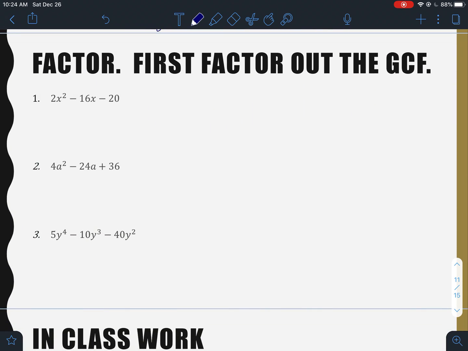All right. What if you look at the three terms and you notice that you can factor out the greatest common factor like we were doing last class? So we have 2x squared minus 16x minus 20. All three of those terms have a 2 in common, so we can factor out the greatest common factor of 2 first. And if you factored that out, then you would be left with x squared minus 8x and then minus 10.